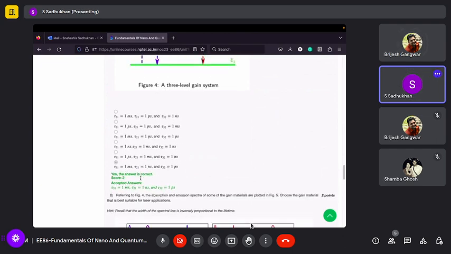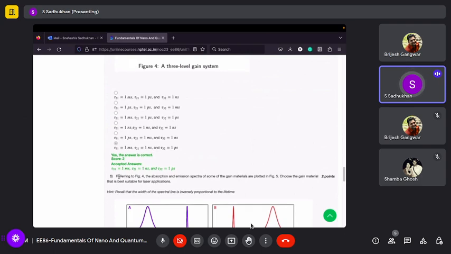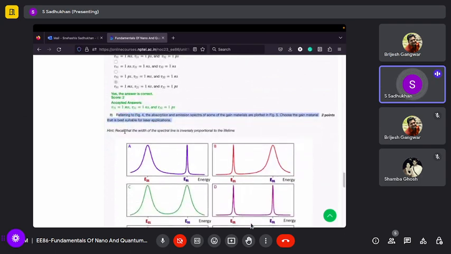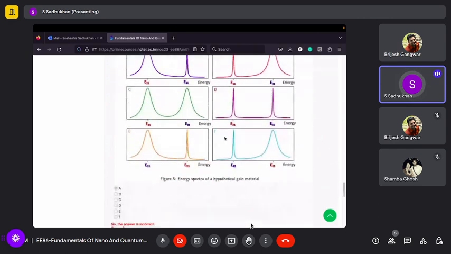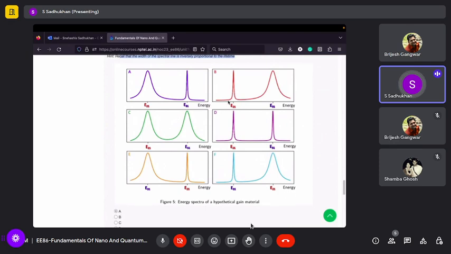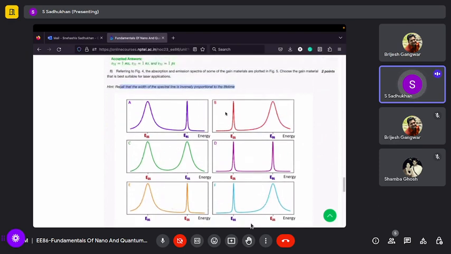Accordingly, there is a connected question in question number 8, where in the hint he has mentioned that the width of the spectral line is inversely proportional to the lifetime. So accordingly, for question number 8, I have chosen option A, I think. But here it is given option B. So how is this happening? Can you just explain?